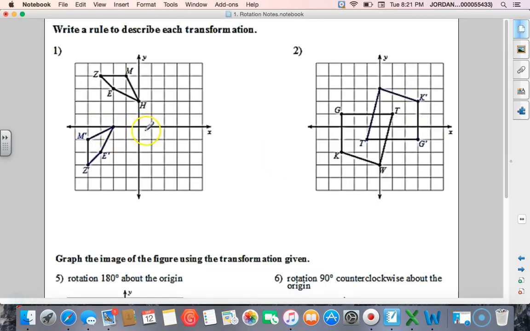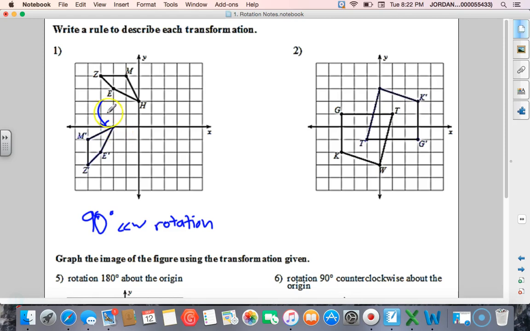Alright, so now this is essentially what you did on previous homework where you had to write the rule to describe the transformation. So these should be pretty simple. I'm going to do the first one and then pause and let you try the second one. So right here, I see that this all rotated into this quadrant. All right, so I'm going to say it was a 90 degree counterclockwise rotation.